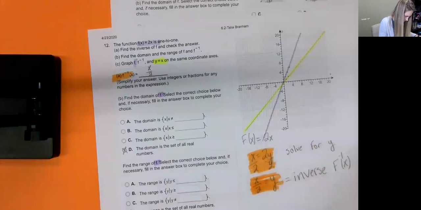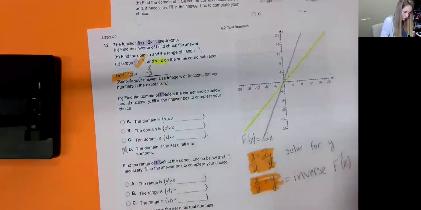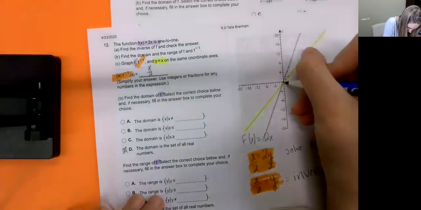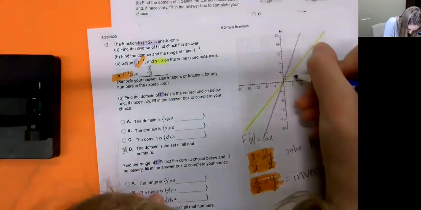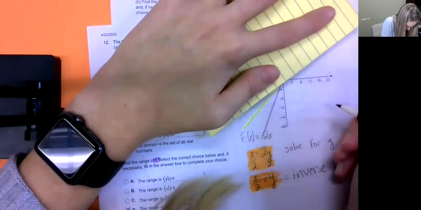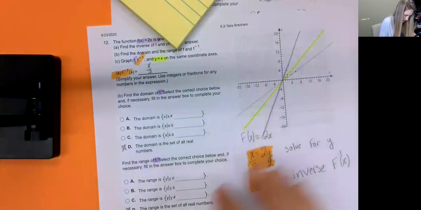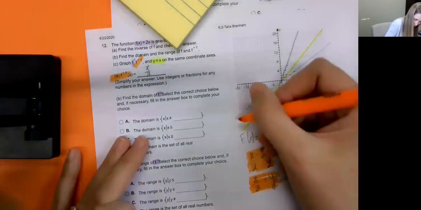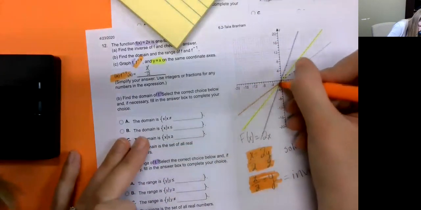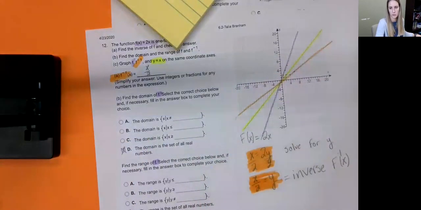And then our inverse is x divided by 2. So our slope would be 1/2. And that's going to be an orange. And that would be problem 12.